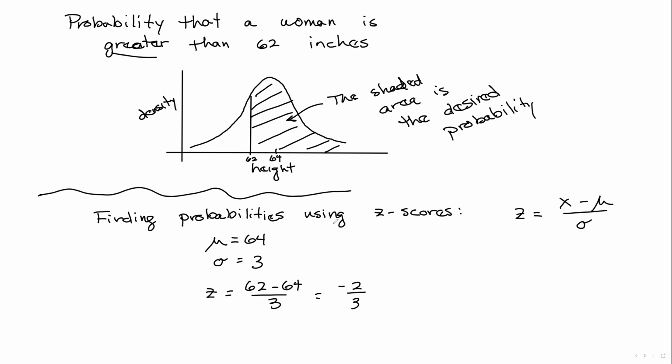Okay. Let's just go ahead and bang out the other one too. All right. So what about 67? So 67 minus 64 over 3. That's going to be 3/3, which is 1. Okay. And so let's see if we can get the same values using these. So we've got -2/3 and 1.